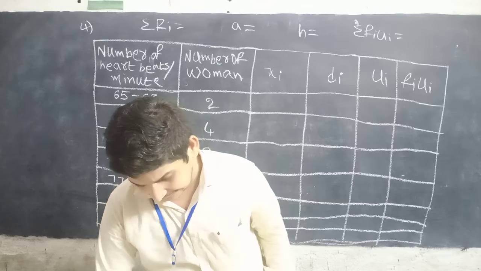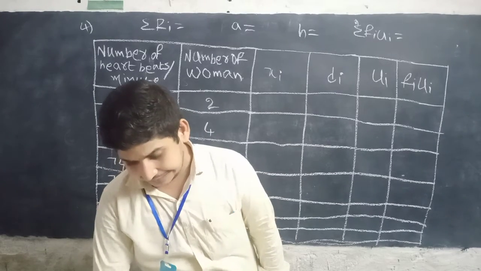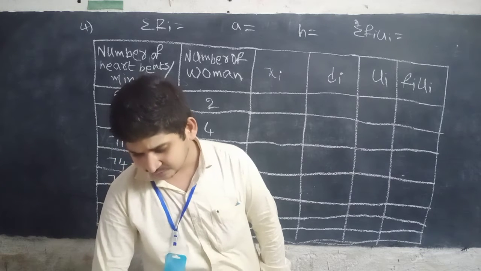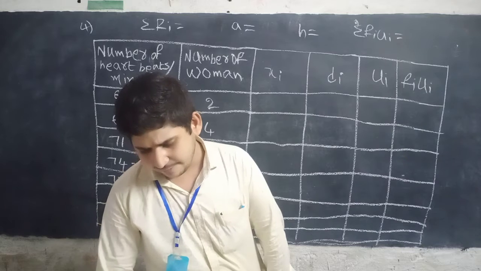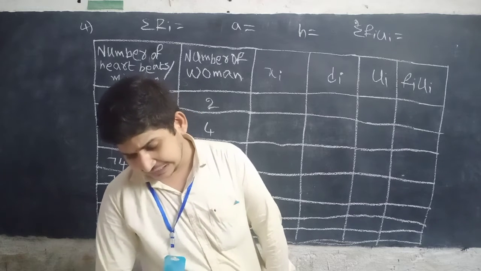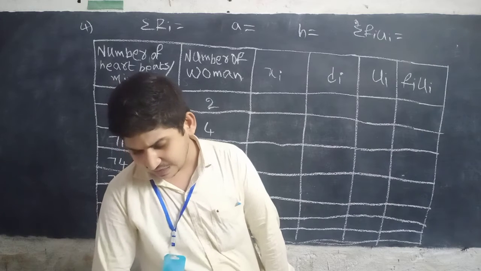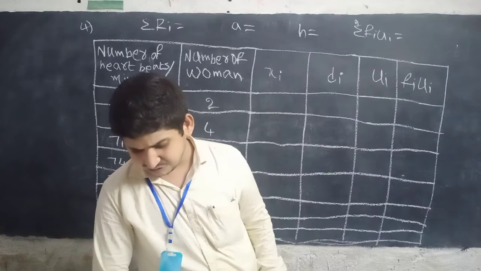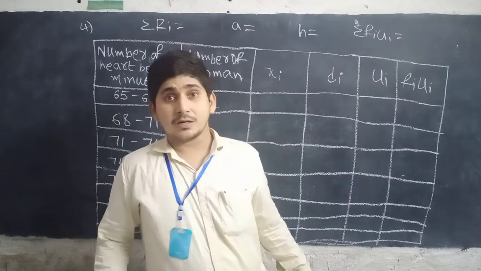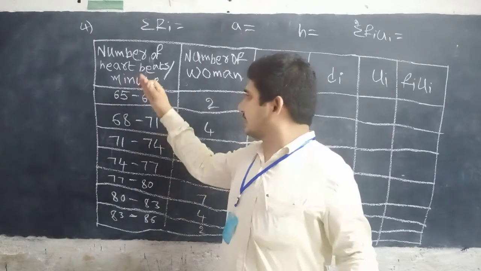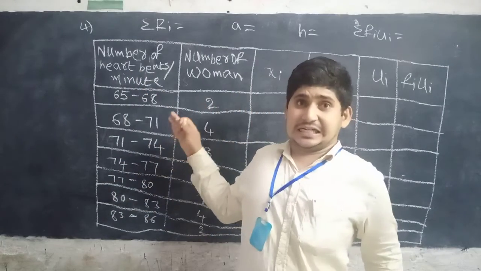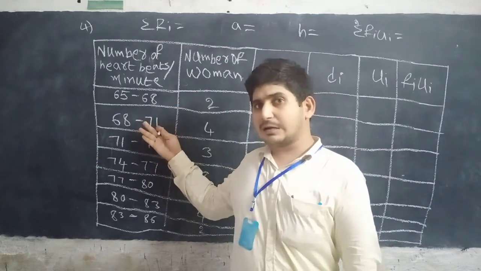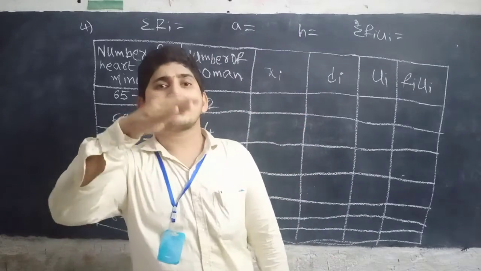Now, fourth problem. 30 women were examined in a hospital by a doctor and their heartbeat per minute was recorded and summarized as shown. Now find the mean heartbeat per minute for these women, choosing a suitable method. It means we have to find the mean of the heartbeats given for some women in the hospital by using a suitable method.